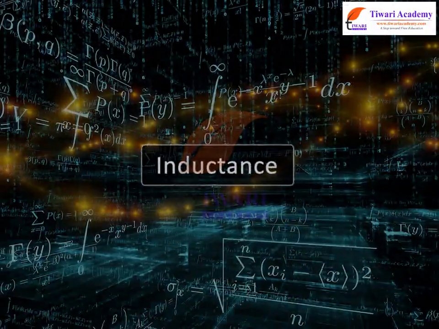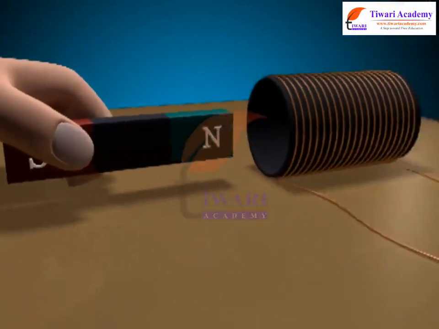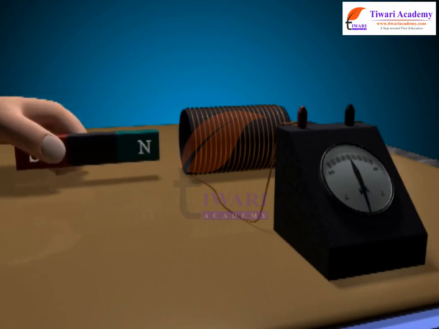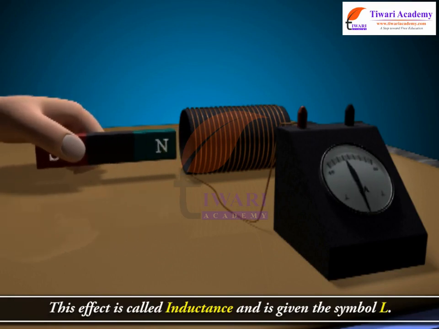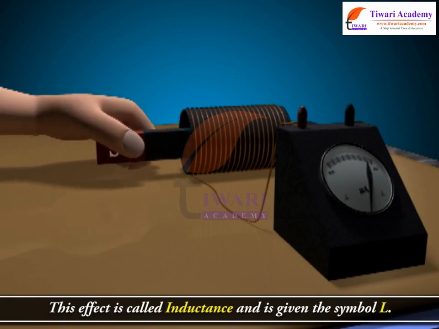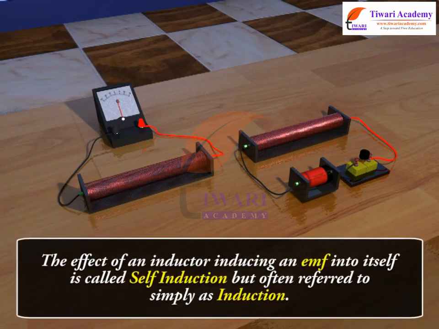Inductance. A current generated in a conductor by a changing magnetic field is proportional to the rate of change of the magnetic field. This effect is called inductance and is given the symbol L. The effect of an inductor inducing an EMF into itself is called self-induction, but often referred to simply as induction.